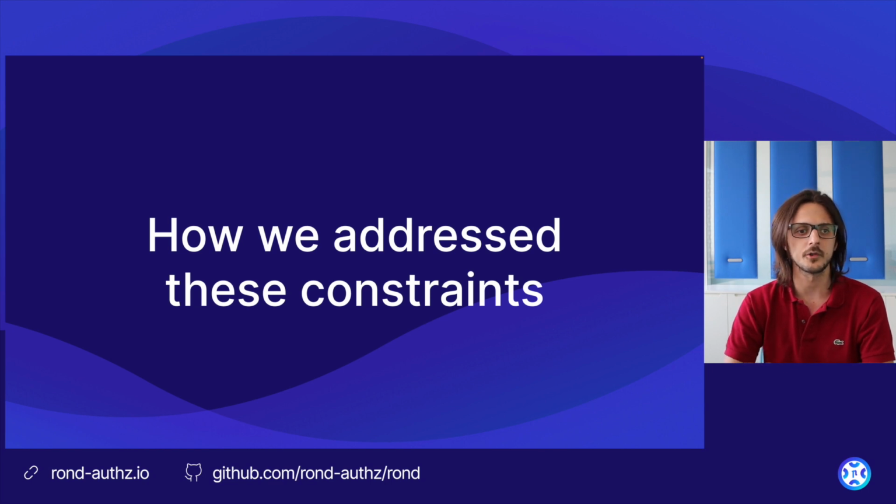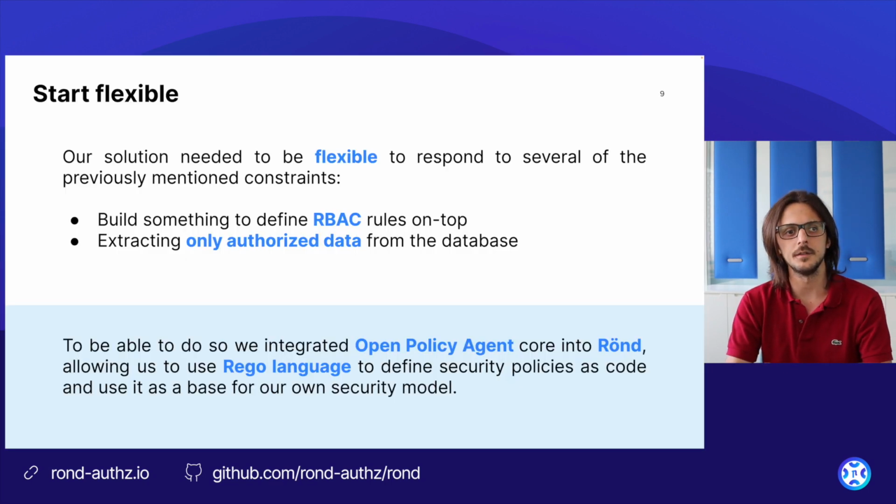How did we address this constraint? Well, we decided to start flexible, as I said before. We needed to build RBAC rules on top of our security model, and we needed to extract authorized data from the database. To do so, a simple configuration wouldn't be enough, and we understood that we needed a programming language. For this reason, we integrated Open Policy Agent core into Rönd, which comes with a programming language named Rego. With Rego, we can define security policies as code and use them to build our security model.